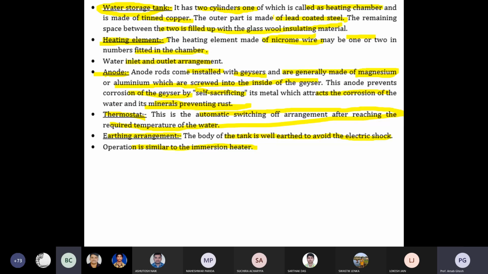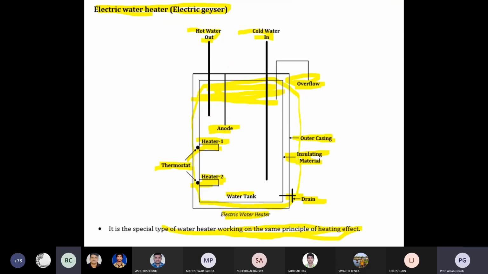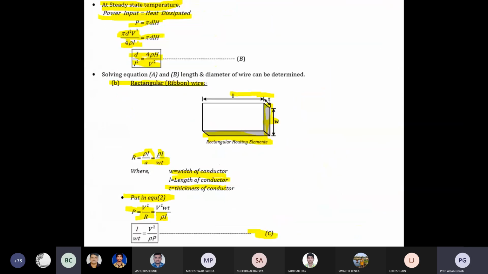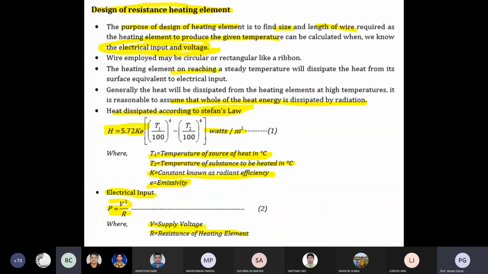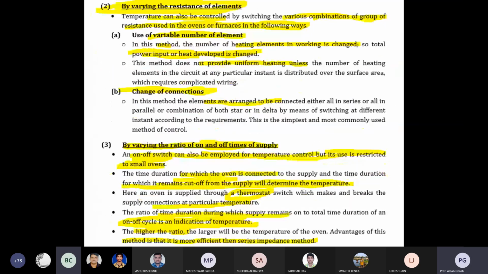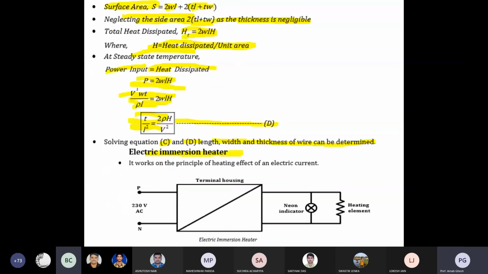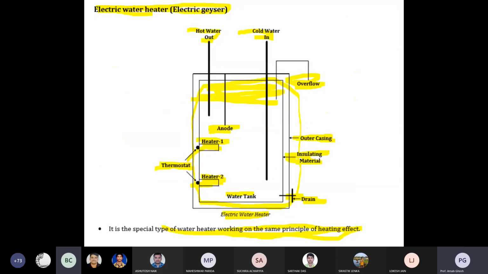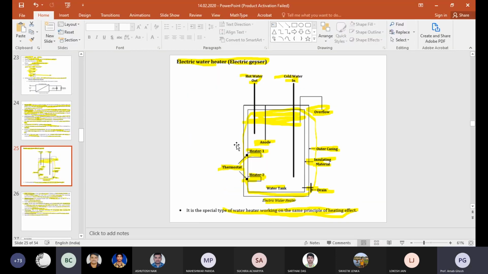So today I have completed up to this portion: the immersion heater, geyser, and some mathematical steps. If you have any doubt, please let me know so I can rediscuss some of those portions. I hope you are able to understand. Nothing complicated, it is a very simple thing. Any doubts from your end?